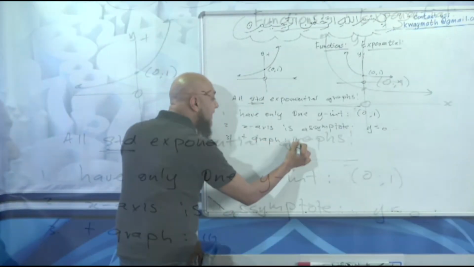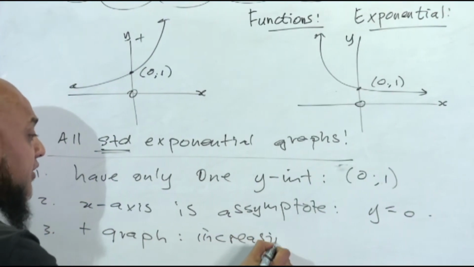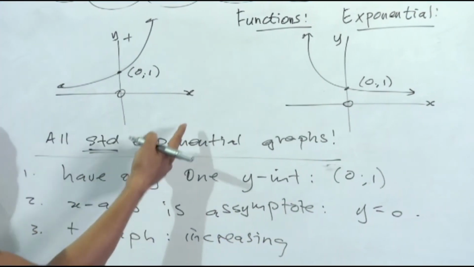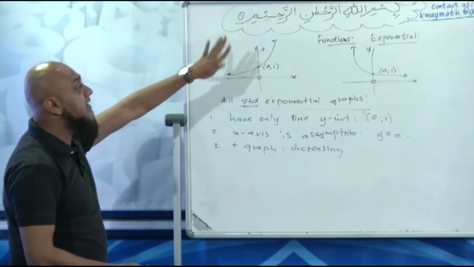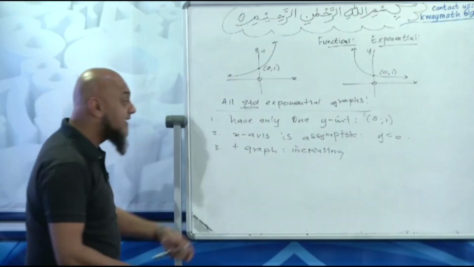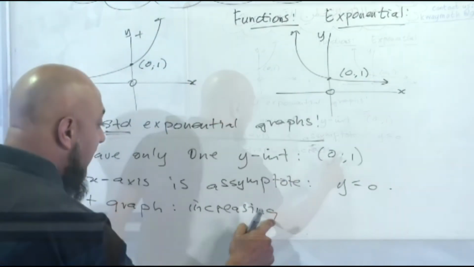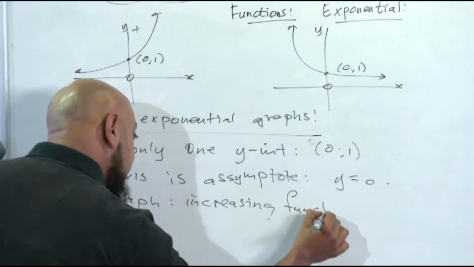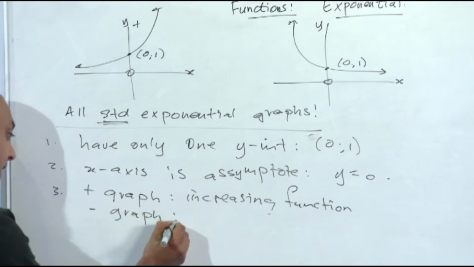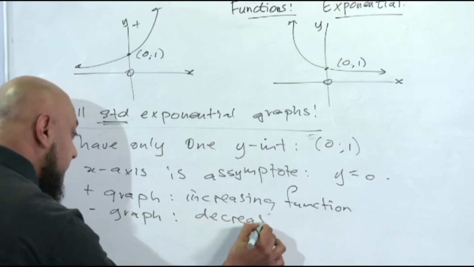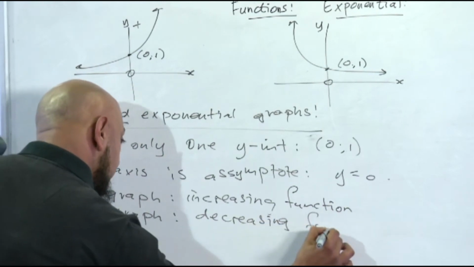A positive graph is known as an increasing function. They might ask you, is graph h increasing or decreasing? You look at what direction it is going. If it's going in that direction, it's increasing. If it's going in the opposite direction, it's a decreasing function. So a positive graph is an increasing function, and a negative graph is a decreasing function.